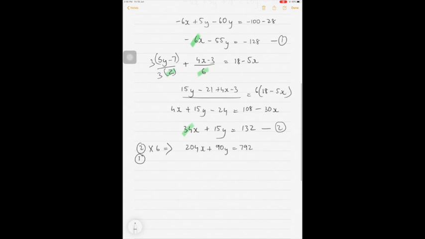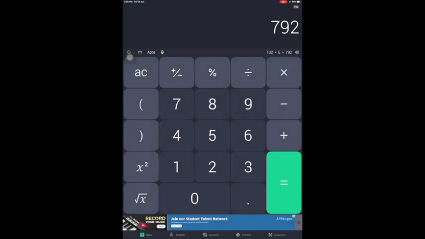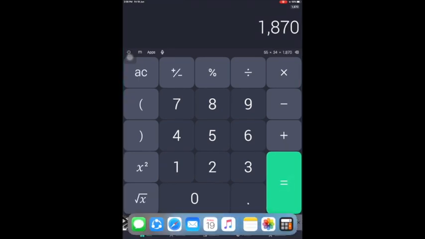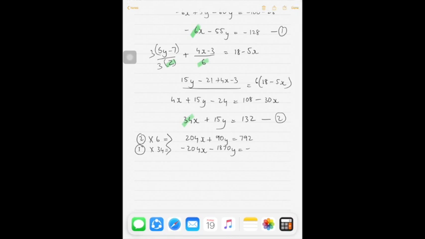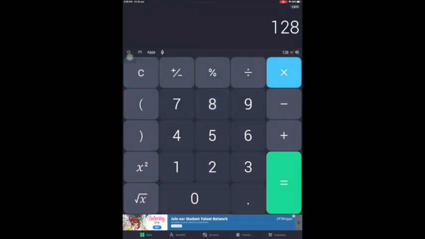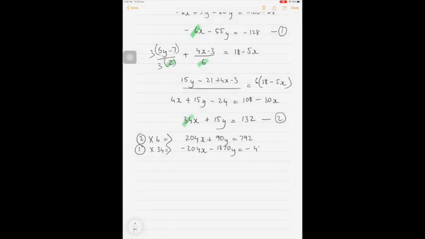And I'll multiply equation 1 with 34. So it will be minus 204x minus 55 into 34. 55 into 34 will give me 1870, so 1870y is equal to minus 128 into 34. 128 into 34 equals 4352.